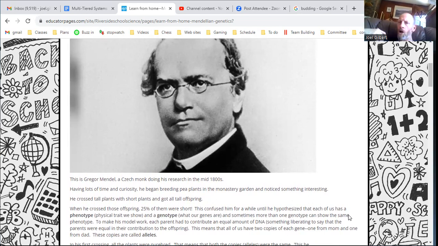He noticed some were tall, some were short, and he decided, what's going to happen if I cross a tall with a short? When he did, he saw something interesting. 100% of the babies were tall. I thought, huh, that's interesting. Then he crossed those babies that were all tall, and 25%, or 1/4 of the offspring, were short again. And that gave rise in his mind, or helped him solidify, how genetics works.